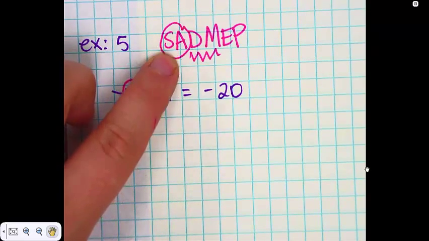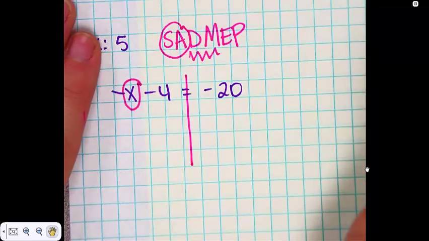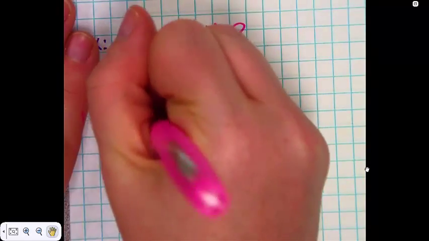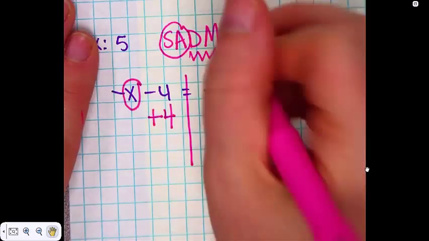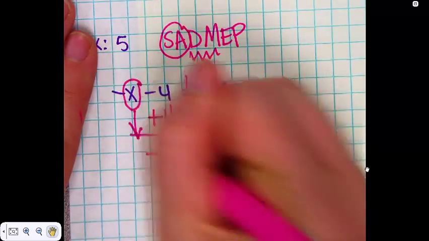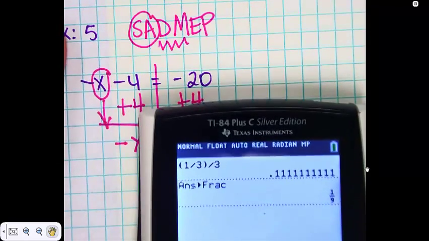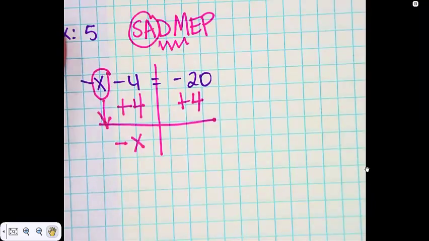So what do we want to do first? Add and subtract. What is the inverse of -4? That's right, it's +4. And if we do it on one side of the equation, we have to do it on the other side. I'm going to bring down my negative x, and then in my calculator over here, I'm going to do negative 20 plus 4, negative 16.